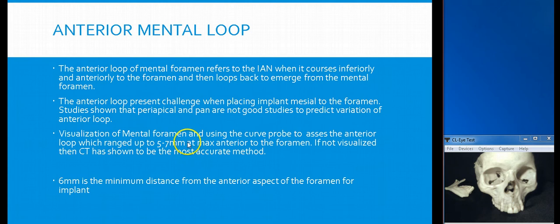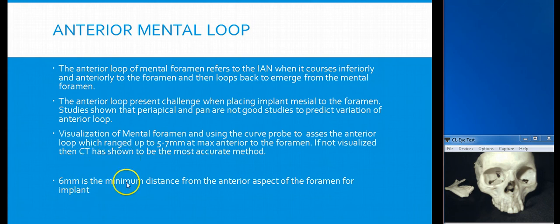The visualization of the mental foramen and using the curved probe, that's what I have done in the past when I don't have the CT scan, is a good asset anteriorly to gauge how deep the anterior loop is going to be. And like I said, it's about 5 to 7 millimeters. So if you are 5 to 7 millimeters anterior to the loop, you want to be beyond that to be in the safe zone. If not, I would recommend your implant to be above the mental foramen, especially if you don't have direct visualization or you're not using the CT scan.